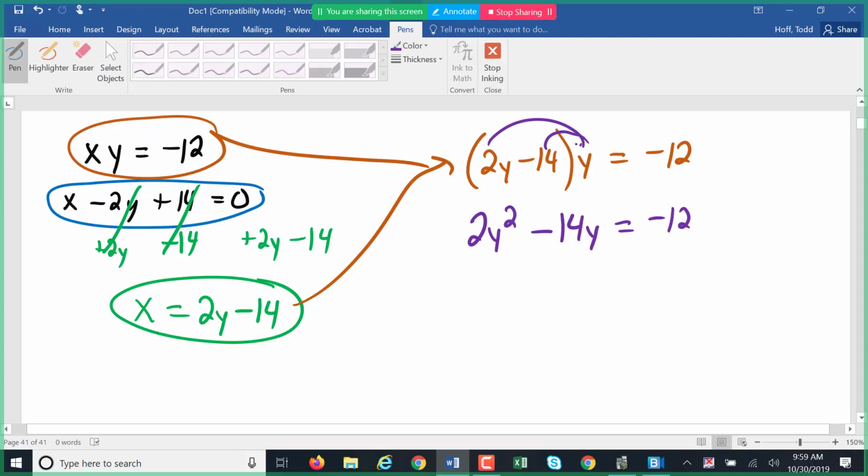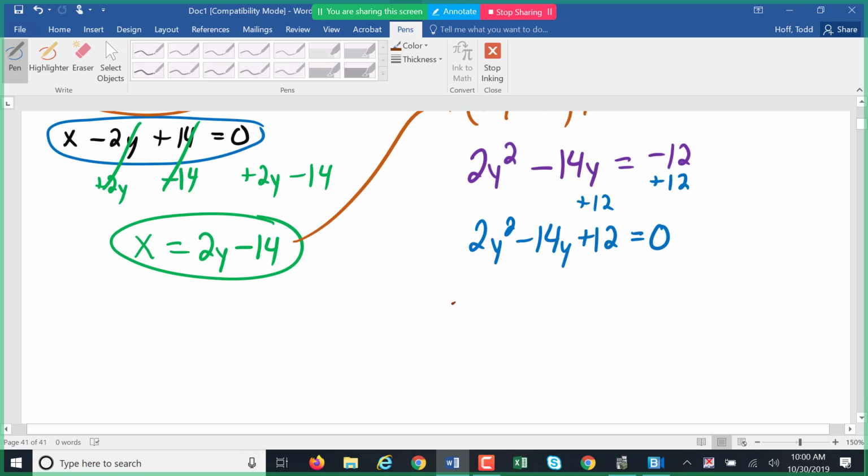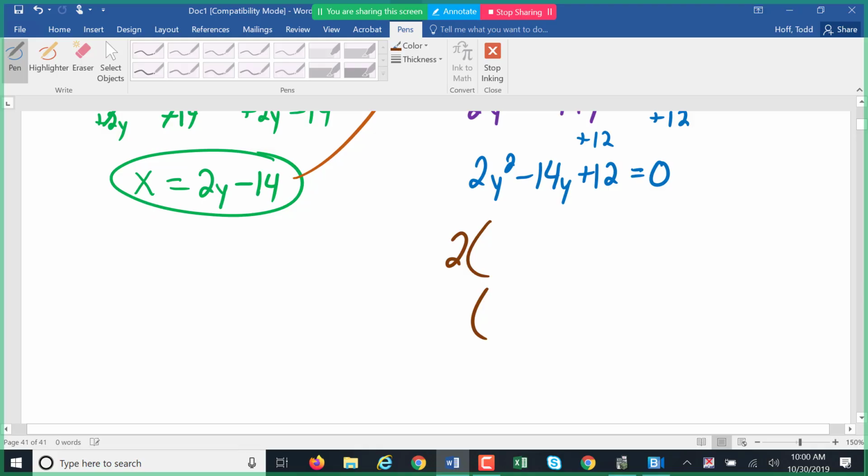I'm going to move that negative 12 over so that everything's on the same side. Remember, quadratics are usually our first attempt. We try to set it equal to 0 and factor. So I'm going to add 12 to both sides. So I now have 2y squared minus 14y plus 12 equals 0. And to factor this, first thing I see is I can take out a common factor of 2. So if I divide each of those terms by 2, I have y squared minus 7y plus 6 equals 0.